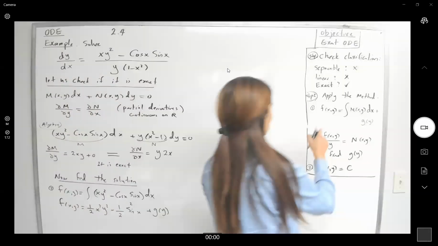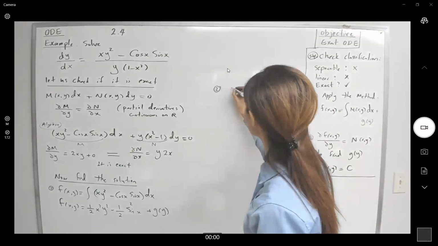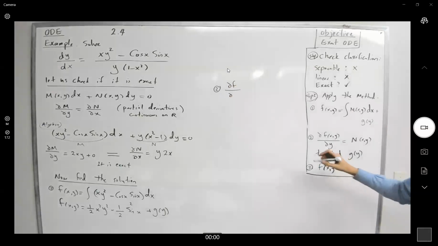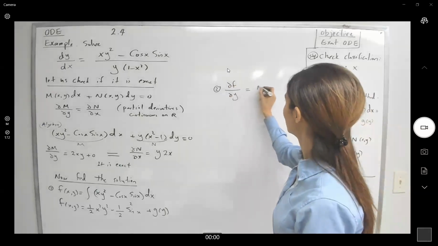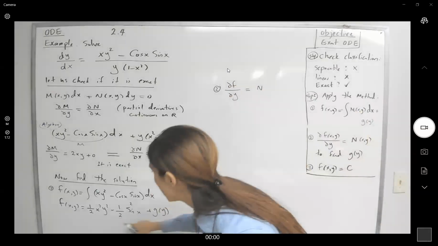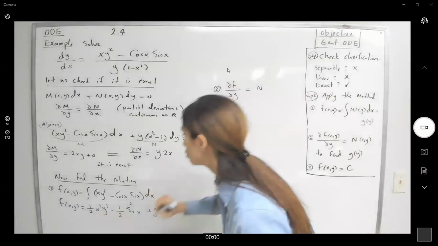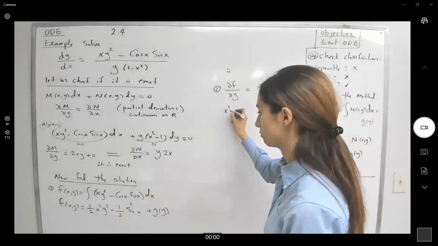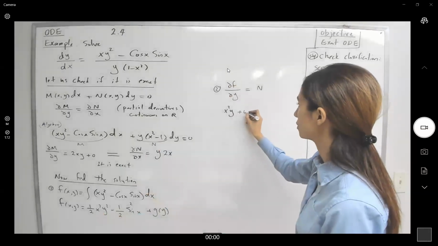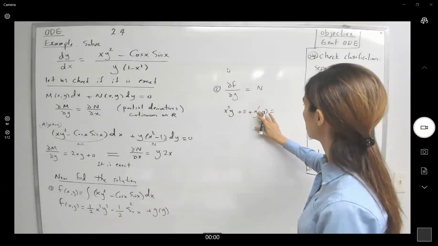So far, so good. Now let us move on to step 2. In step 2, we take the partial derivative of f with respect to y, which equals N. So let's take the partial derivative of f with respect to y. We get a half x squared times 2y, so you get x squared y. And here you're going to have 0 because you're taking the partial derivative with respect to y. And then you get g prime of y equals N.